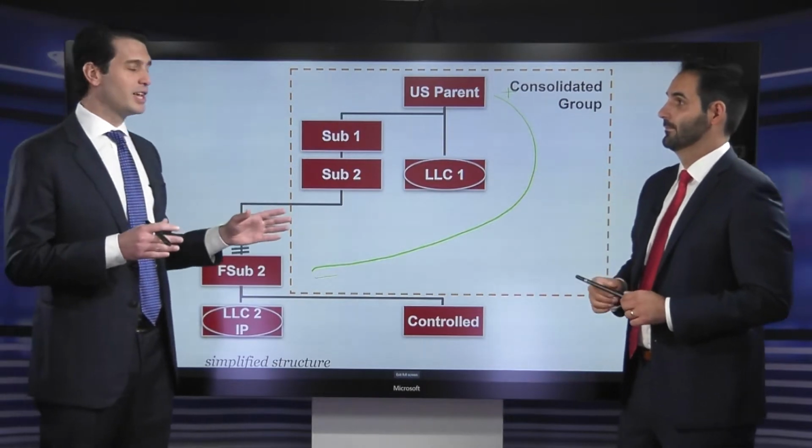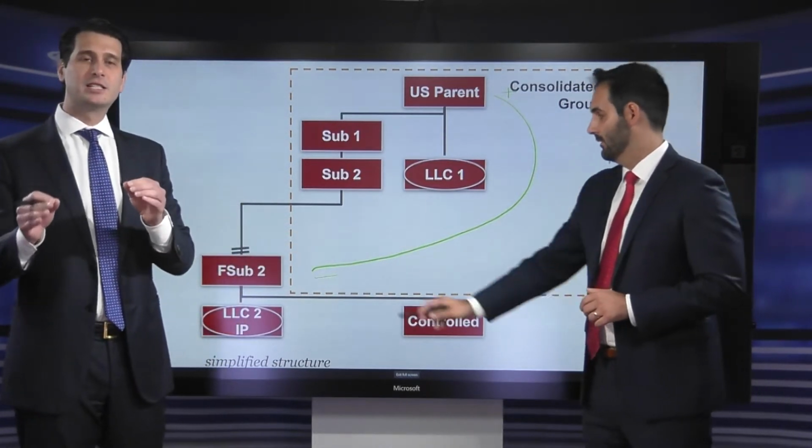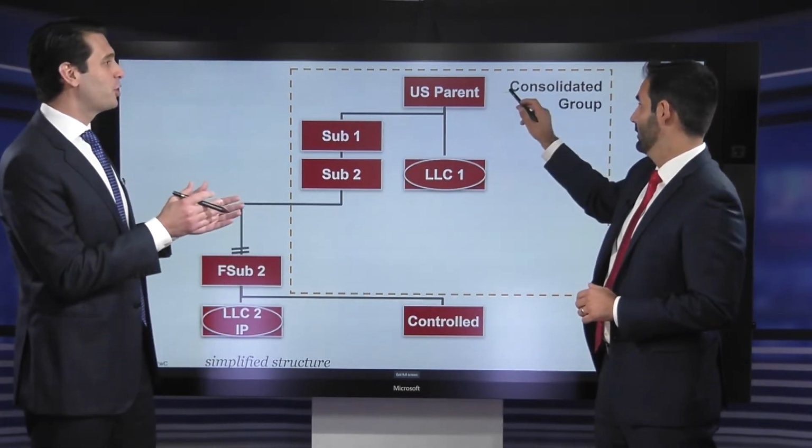So this sets the stage. We have IP subject to Section 367D. The taxpayer is going in for a ruling request. Ben, what does the taxpayer propose to do?